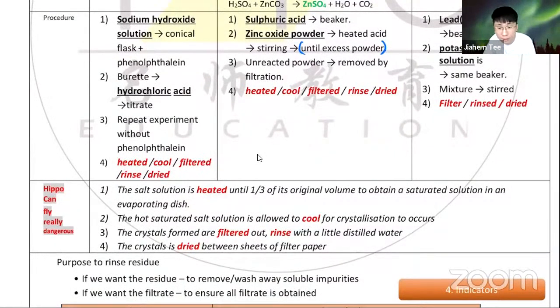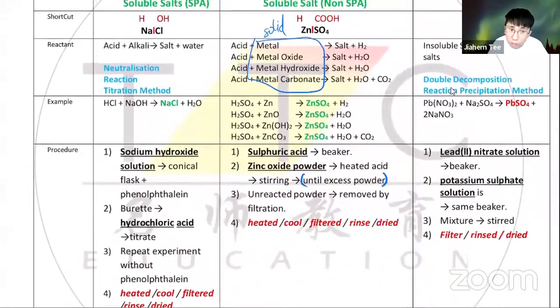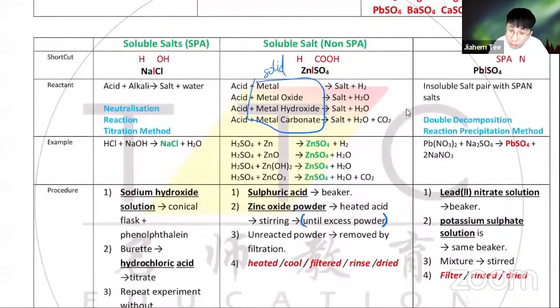These are the things we can see from here. Okay, so this is your soluble spar, soluble non-spar, and then we have some insoluble salt here. For insoluble salt, the last part here, we call it the double decomposition reaction, or we can call it the precipitation method.